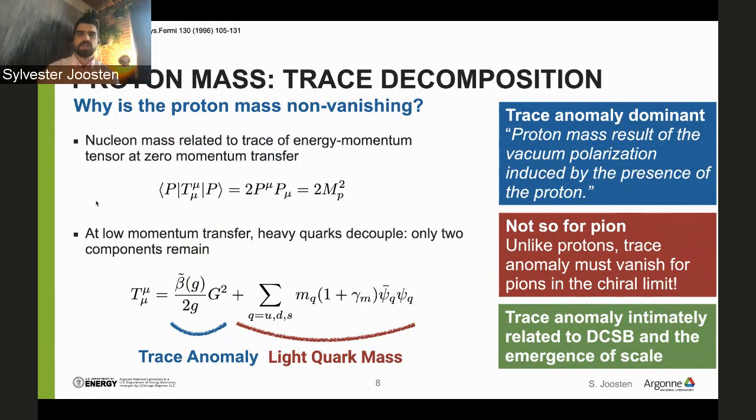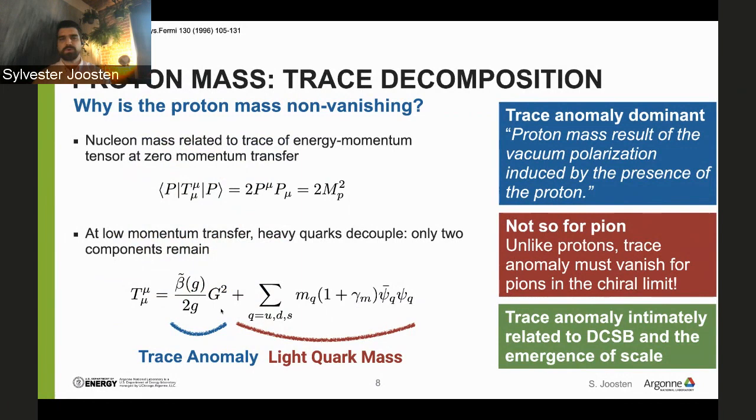One way to look at this is by looking at the trace of the energy momentum tensor at zero momentum transfer, which can be quite elegantly related to 2 times the square of the proton mass. If we take this trace and look at the low momentum transfer case, we see a decoupling between heavy quarks and light quarks, where the heavy quark term gets absorbed in this beta tilde function multiplied by g squared, plus a contribution from light quark mass. This contribution from light quark mass goes to zero in the chiral limit. So just by looking at this form, the proton mass is heavily determined by exactly what happens with this trace anomaly matrix element.